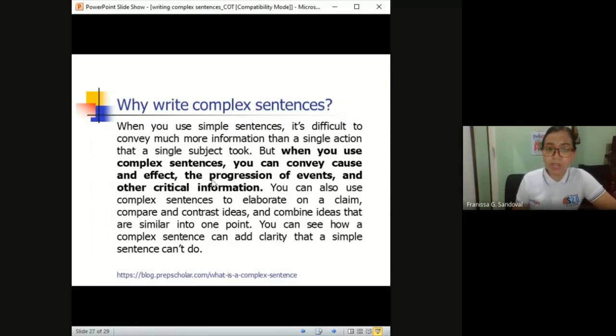So, why write complex sentences? When you use complex sentences, you can convey cause and effect, the progression of events, and other critical information. You can also use complex sentences to elaborate on a claim, compare and contrast ideas, and combine ideas that are similar to one point. You can see how a complex sentence can add clarity that a simple sentence can do. This is from prepscholar.com.